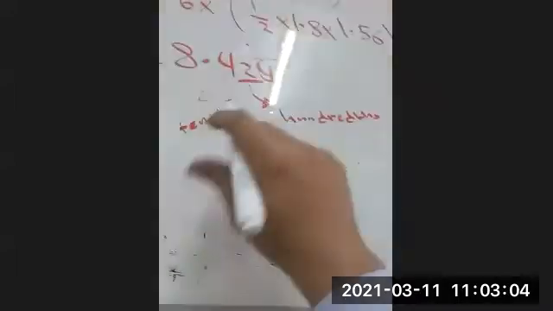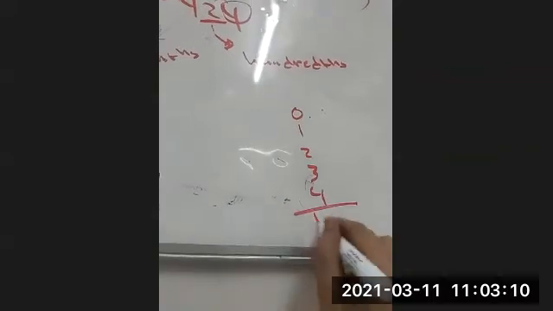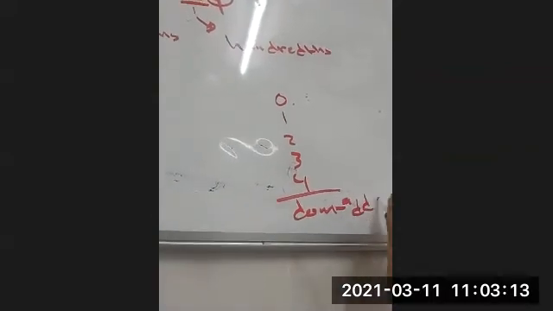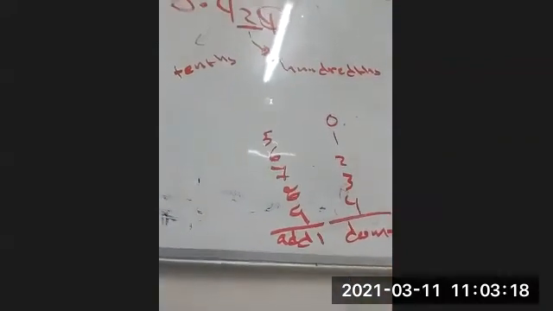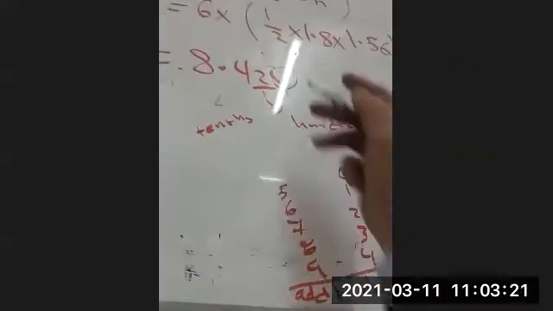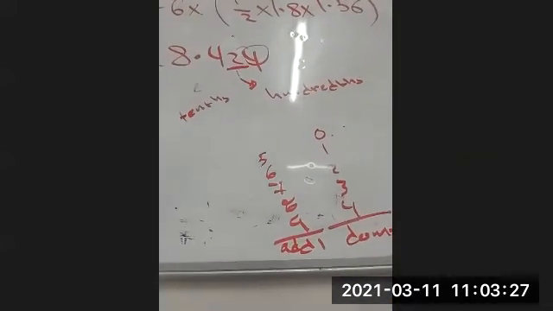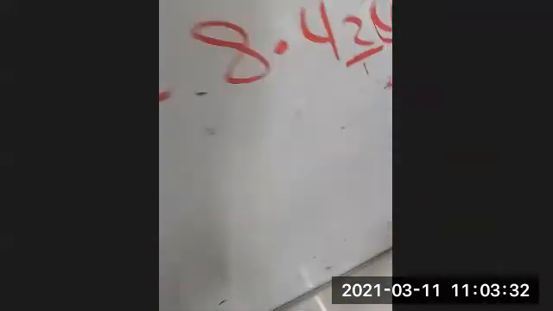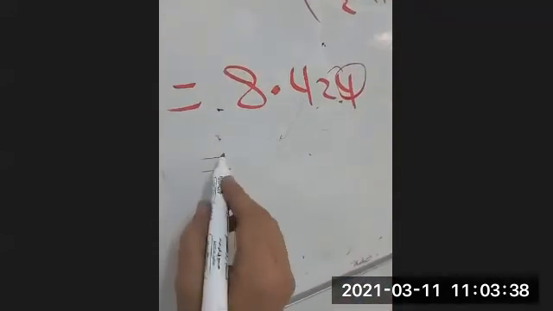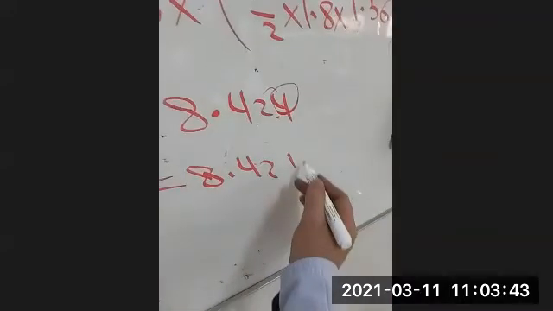If the next number is 0, 1, 2, 3, 4, we don't add 1. If the next number is 5, 6, 7, 8, 9, we add 1, right? So the 2 will stay 2, or do we add 1 to the 2? Stay 2, and the 4 is gone. So the rounded answer for the nearest hundredth is 8.42. What's the unit? Inches squared.